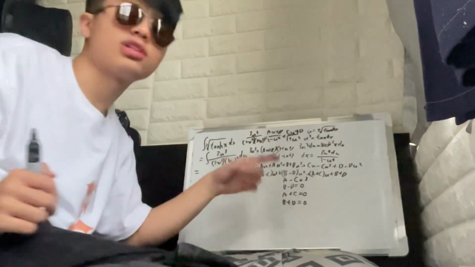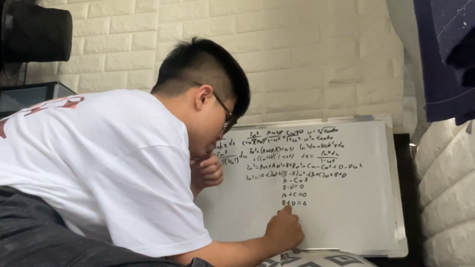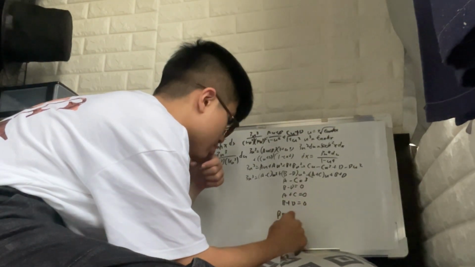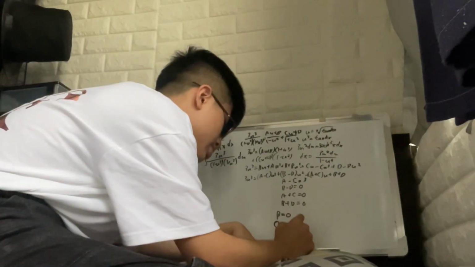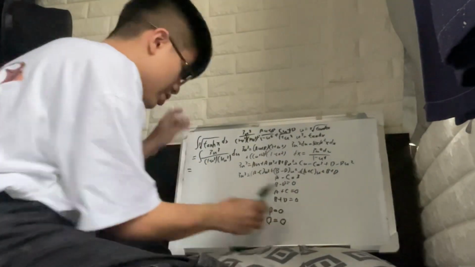So far, it's really easy. We already know b and d are 0. b is equal to 0, d is equal to 0. It should be d. This is ugly.